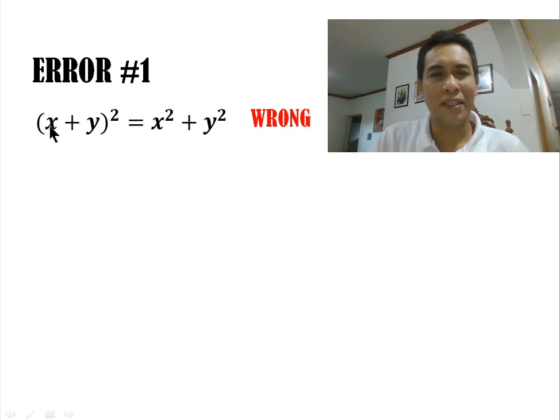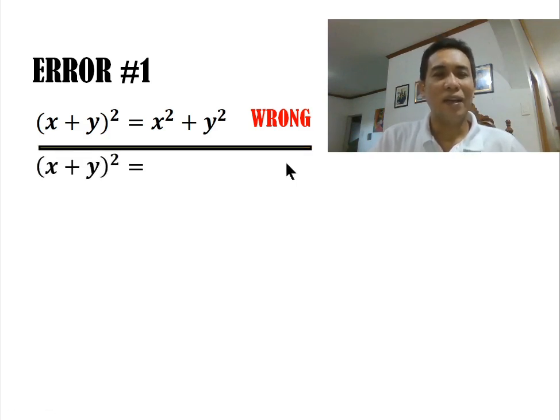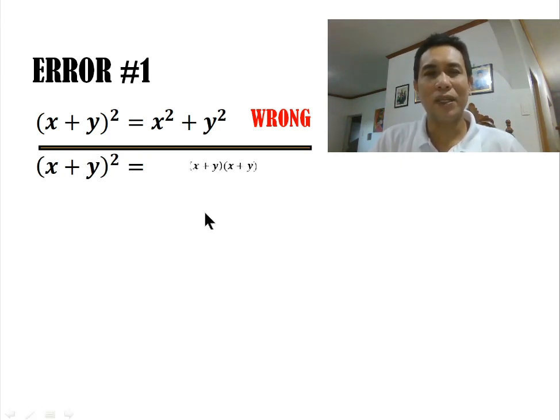For x, we know that the exponent is 1, x raised to 1 squared, that's x squared, plus y raised to 1 squared, that's y squared. Still, it's wrong. Why? Now, when you speak of quantity x plus y, quantity squared, the base is x plus y, and the exponent is 2. We know that the exponent will tell us how many times we are going to multiply the base. So this is equal to x plus y times x plus y.